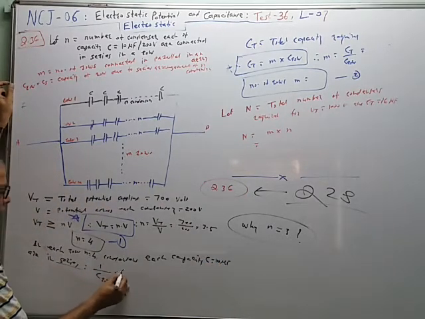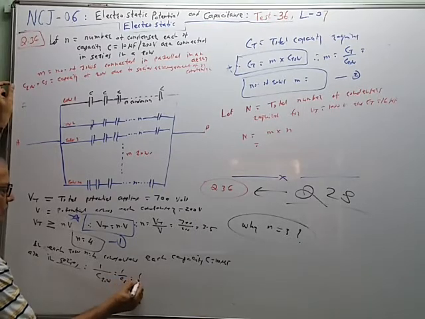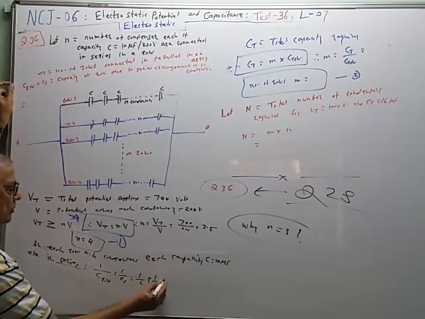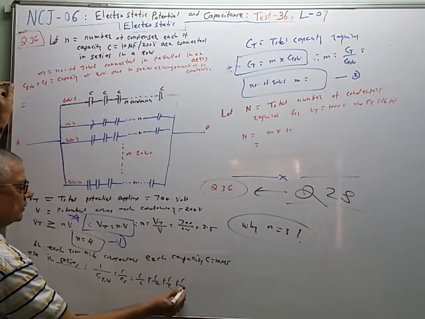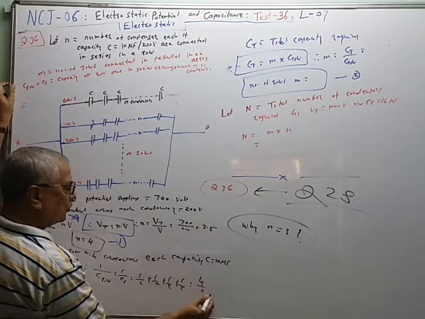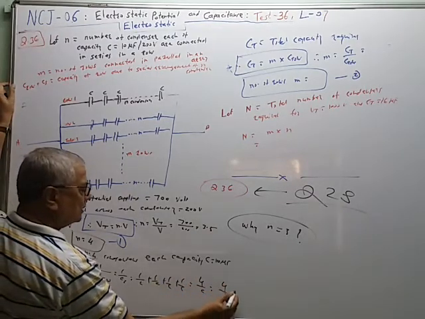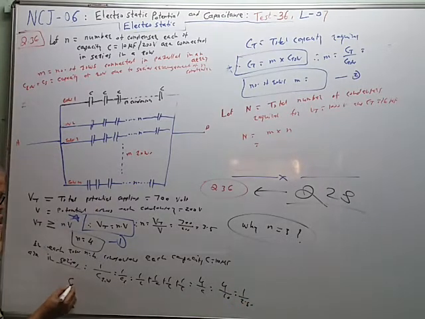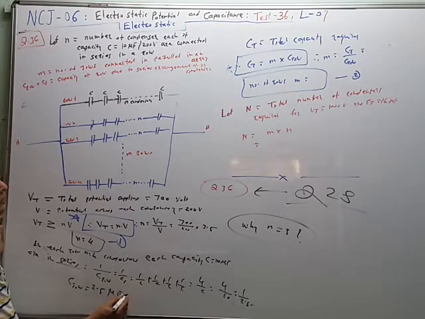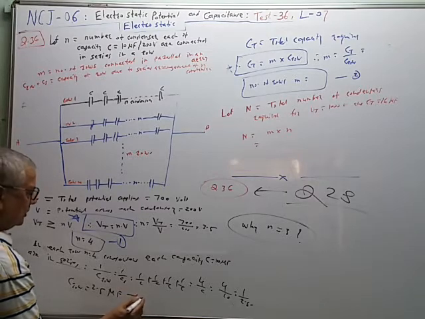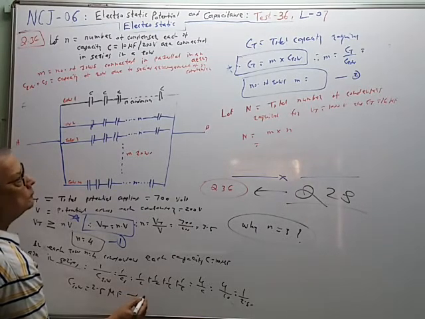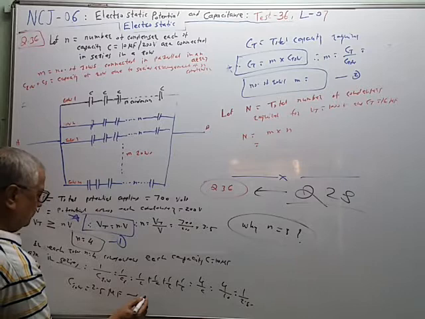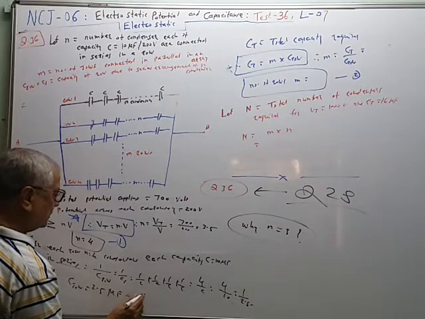Therefore 1 upon C row is equal to 1 upon Cs is equal to 1 upon C plus 1 upon C plus 1 upon C plus 1 upon C, that is equal to 4 upon C, that is equal to 4 upon 10, that is equal to 1 upon 2.5. So C row is equal to 2.5 microfarad. So this is the equation A.